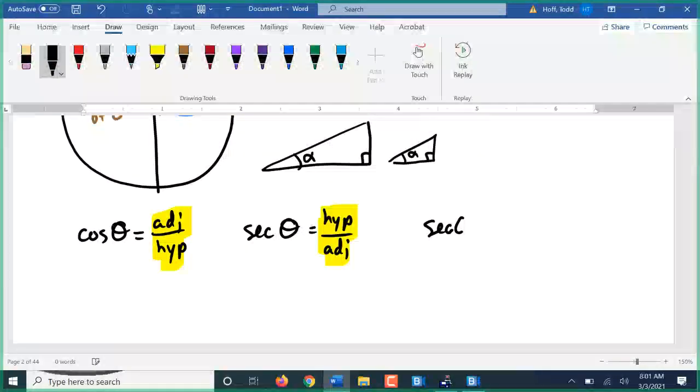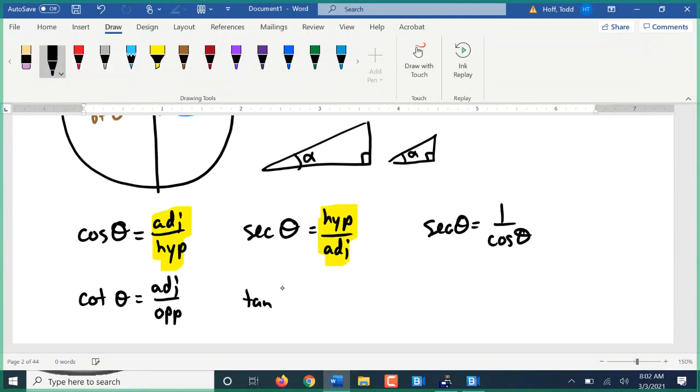Secant of an angle is the reciprocal of the cosine of that angle. If we're going to calculate on a calculator, that's exactly how we would calculate it. Same is true for the cotangent. Cotangent of an angle is adjacent over opposite. Tangent of an angle, opposite over adjacent. The reciprocals: the cotangent is 1 divided by the tangent, the reciprocal of the tangent.